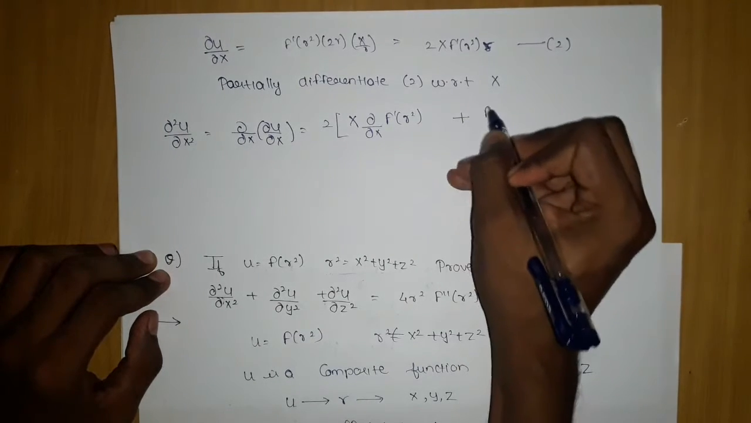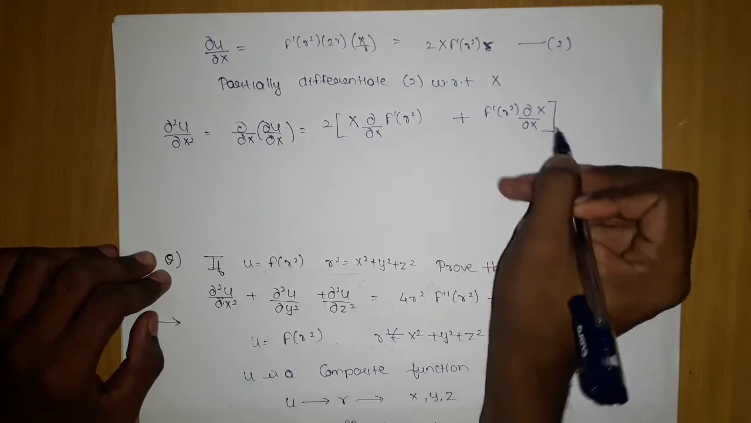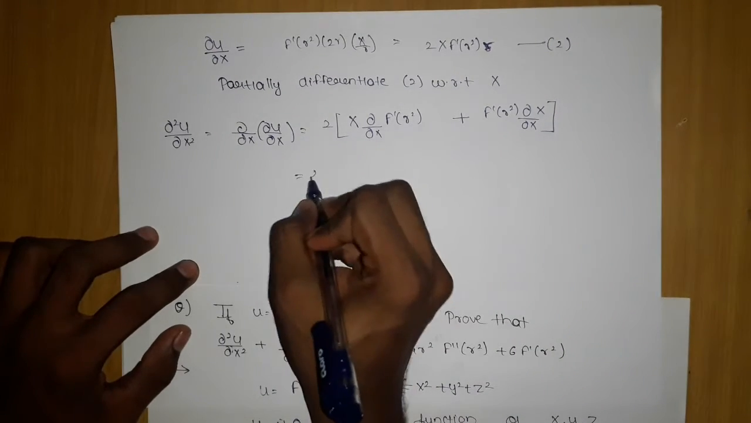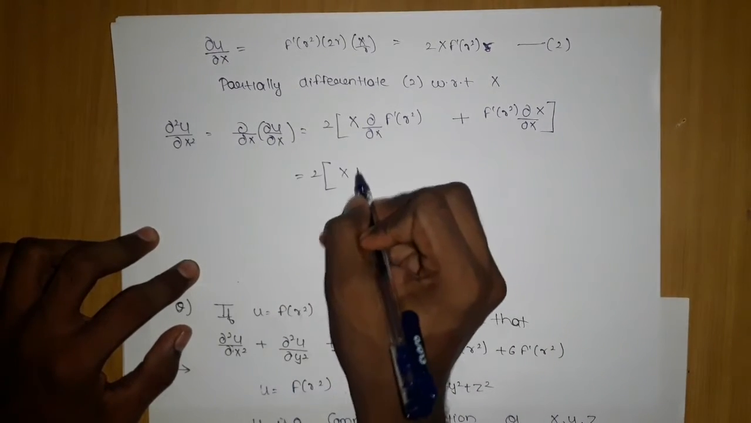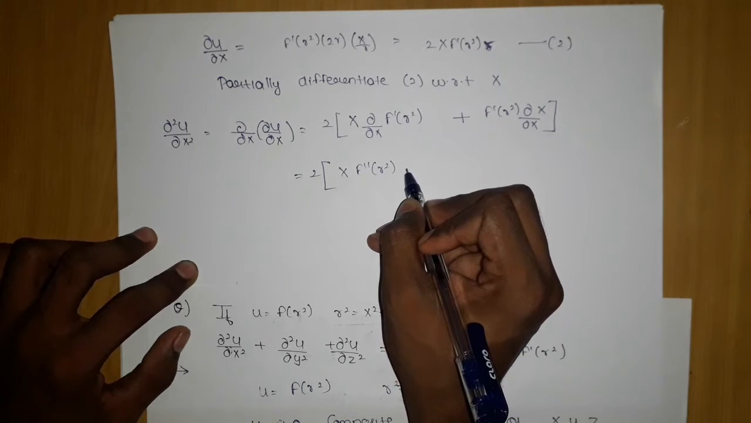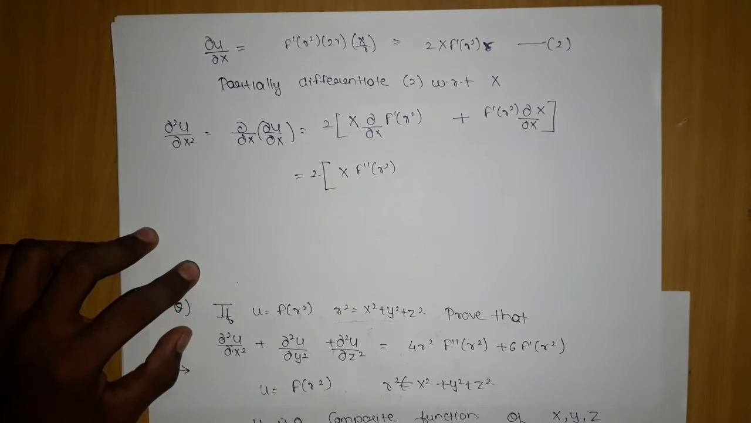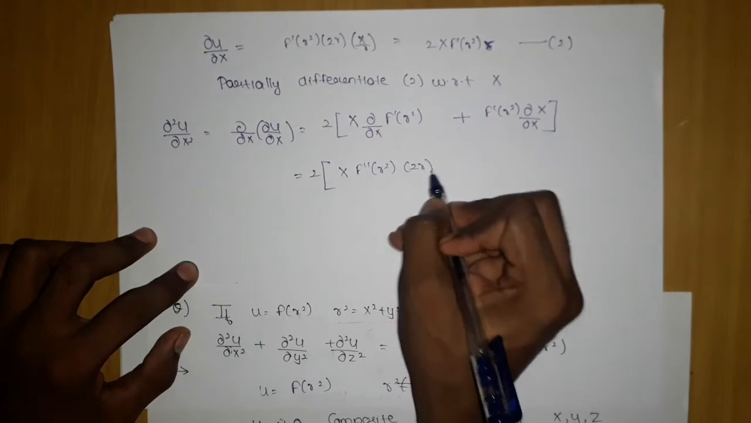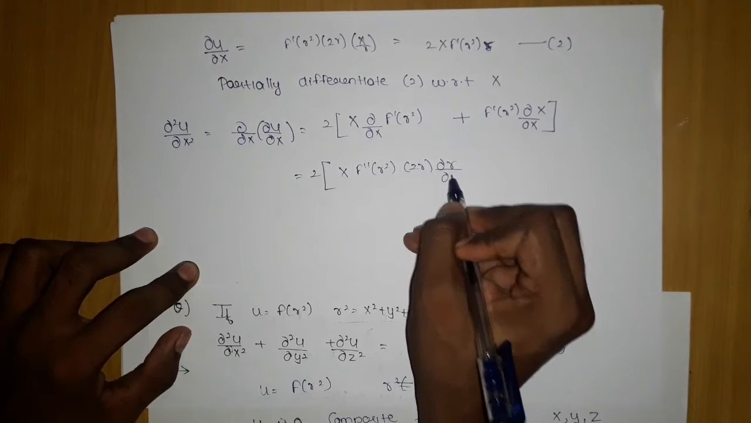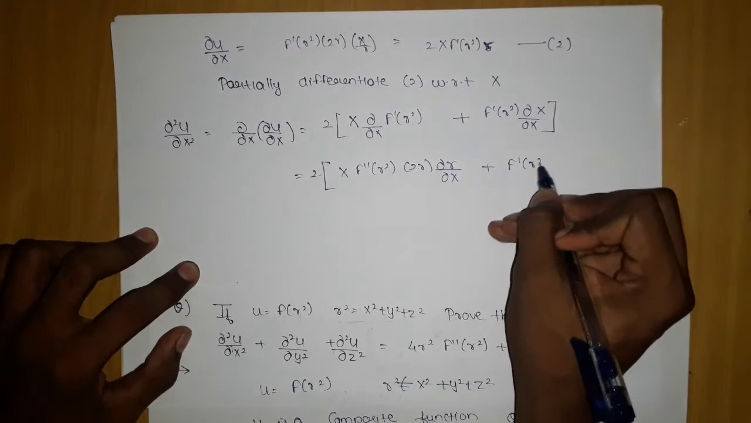Further here it will be f dash r square into dou by dou x into x, right? After this, 2 will be here, it will be f double dash r square into 2 r square, since it is a function of this. Okay, I will differentiate it, so it will be 2r, then it will be dr by dx. Further on here it will become 1, so I will be left with f dash r square.